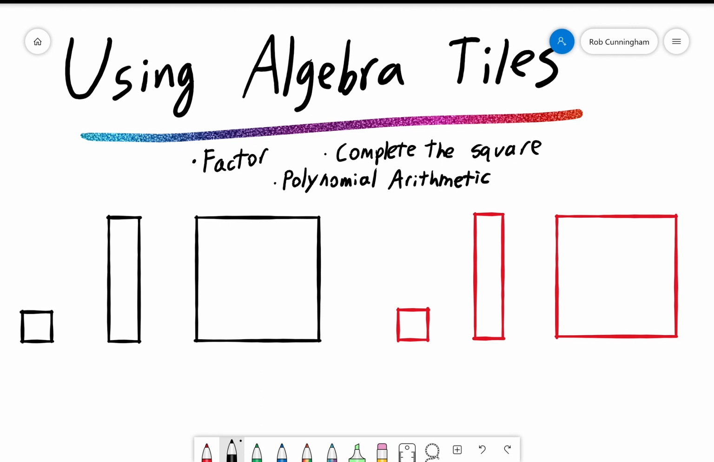So they are a visual tool to help you see everything that's going on here, so that this isn't just some abstract concept using numbers in your head. You can actually see what this all looks like.